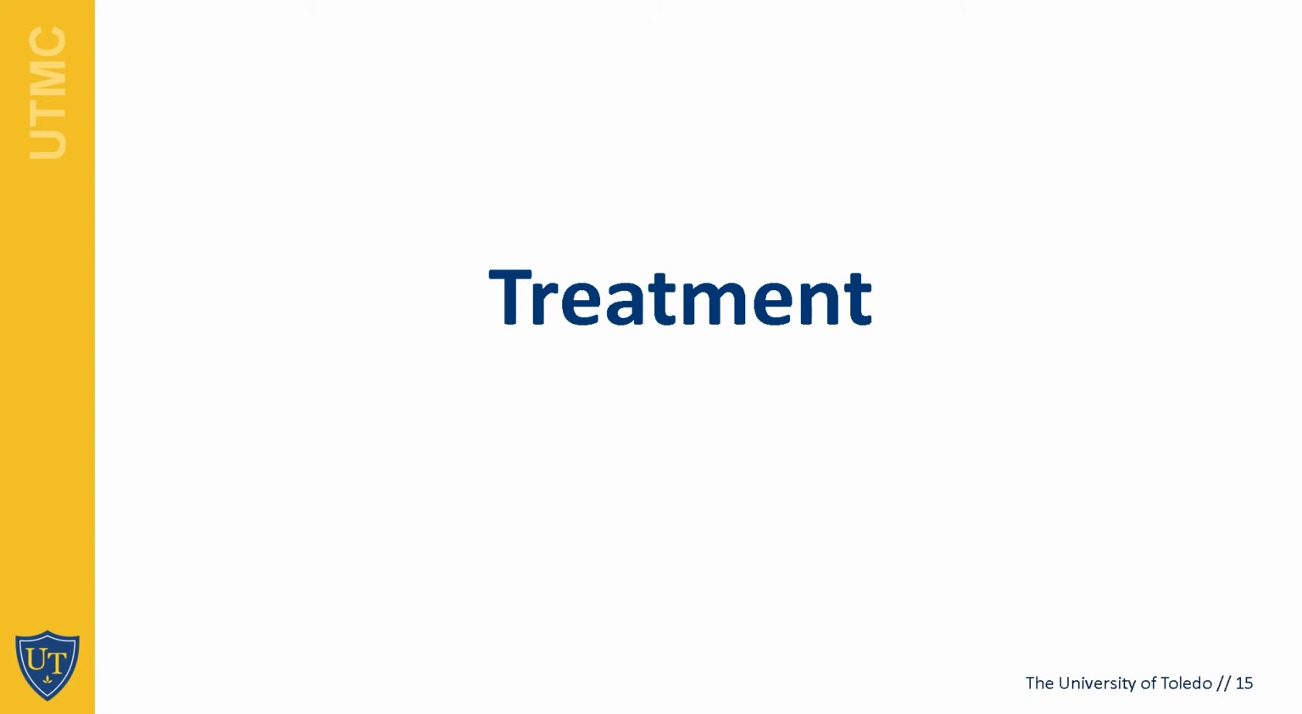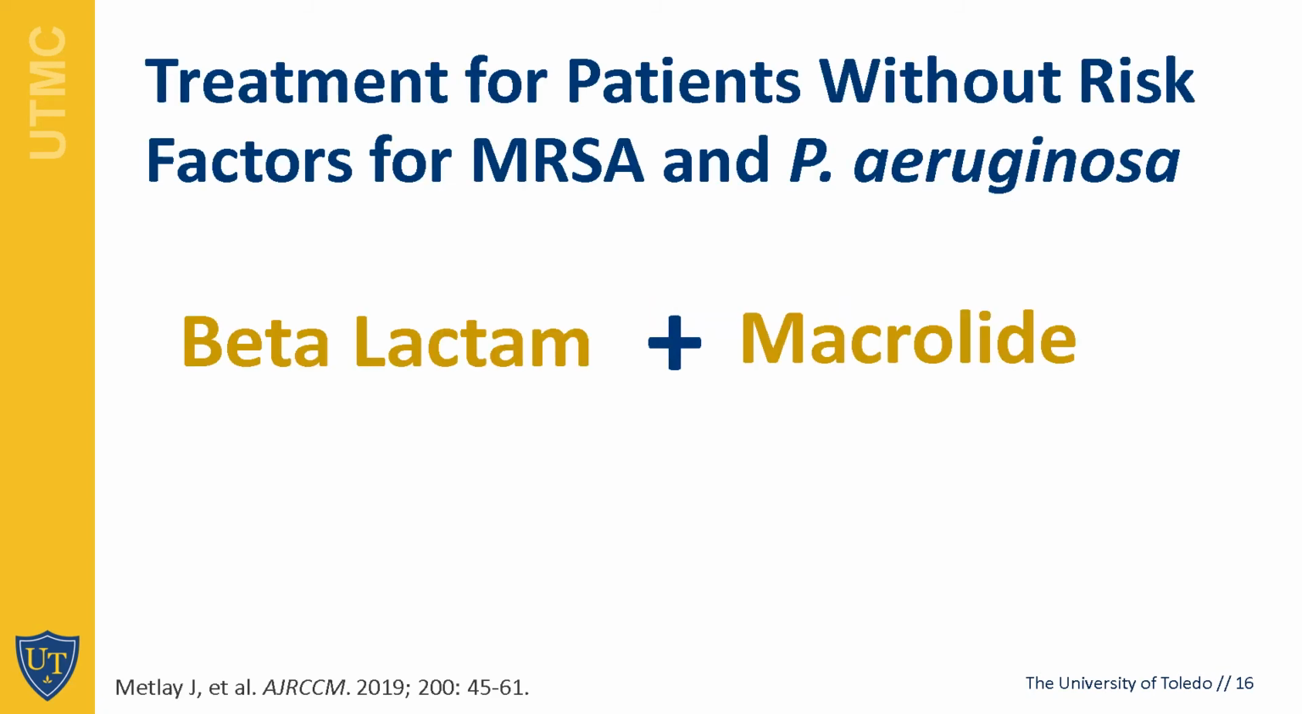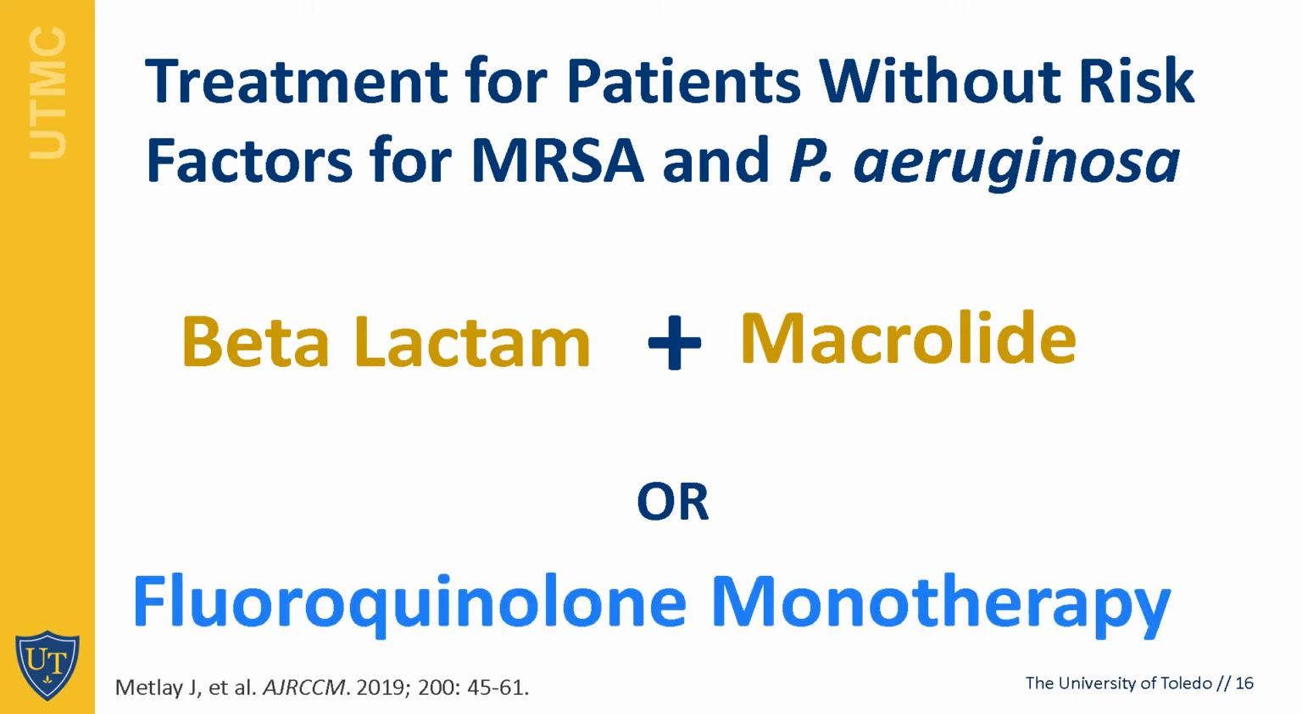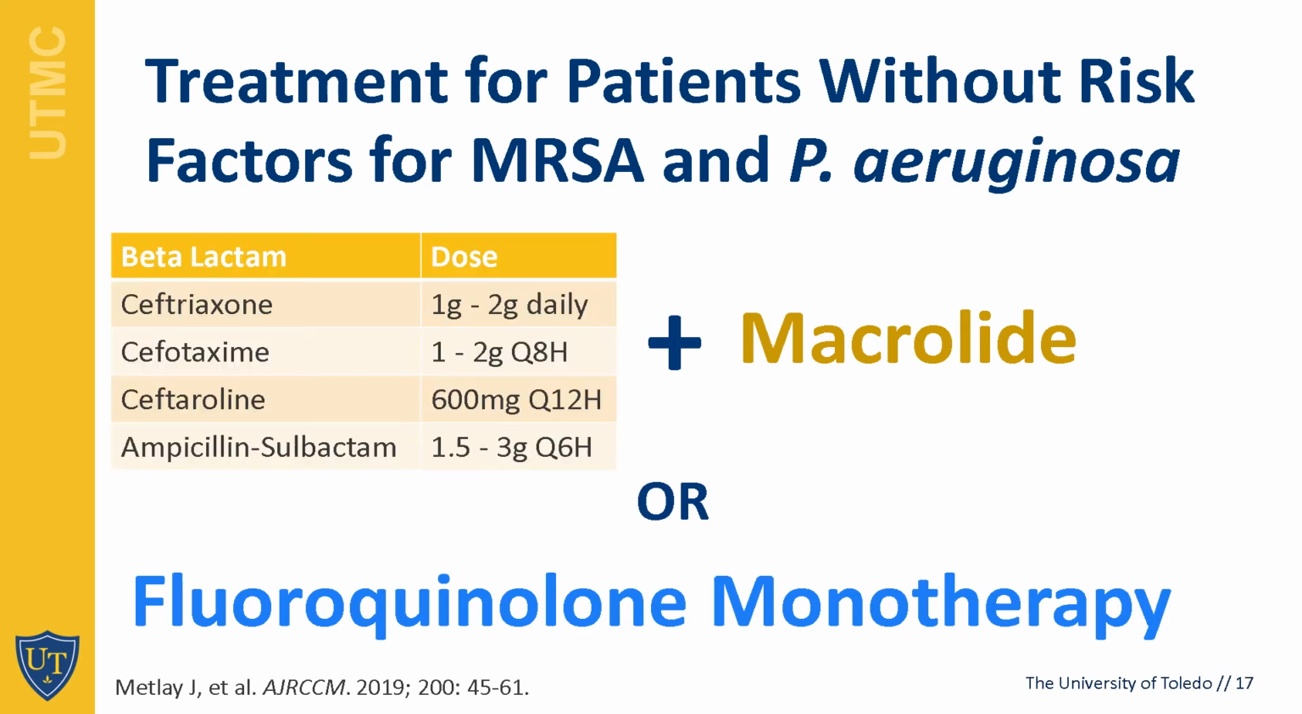Okay, so moving on to the treatment of CAP. Treatment for patients without risk factors for MRSA or Pseudomonas. We'll be talking about what those risk factors are later, but we'll just talk about if they don't have those risk factors, how do we treat them now? So you need to use a beta-lactam plus a macrolide. The macrolide will cover the atypical pathogens associated with CAP. Or you can use fluoroquinolone monotherapy because that covers atypicals as well.